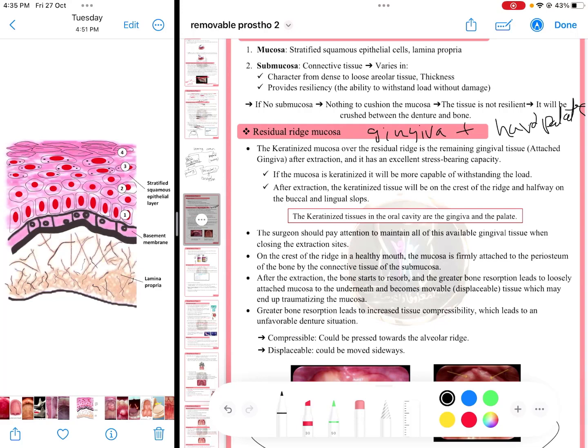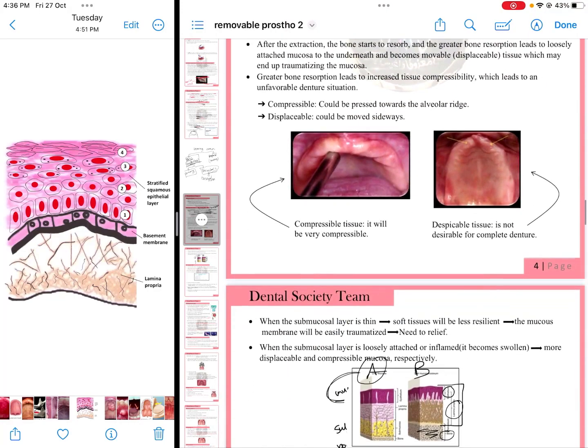When you extract the tooth, this remaining part of the attached gingiva will cover the ridge after extraction and make the ridge keratinized. If the mucosa is keratinized, it will be more capable of withstanding the load. After extraction, keratinized tissue will be on the crest, on the ridge, and halfway down the buccal and lingual slopes. What's the meaning of that?